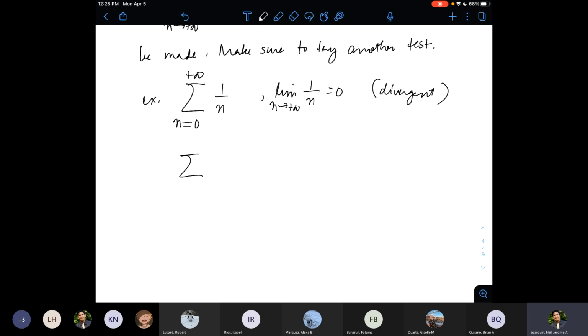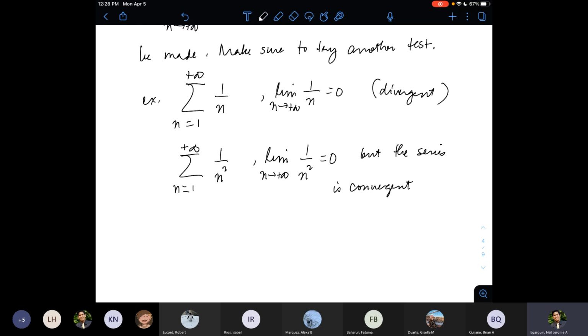But if you look at the p-series, 1 over n squared, going from 0 to infinity, actually, sorry about that. n cannot start at 0, because I'll have a 1 over 0 if I start at 0. So let's start n at 1. Here, the limit of 1 over n squared as n goes to infinity is also equal to 0, but the series is convergent, right? This is our example earlier of a convergent p-series.